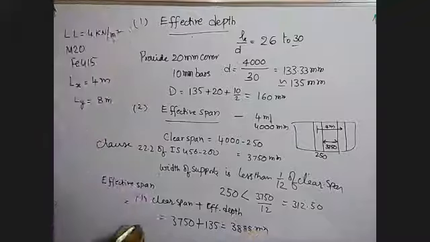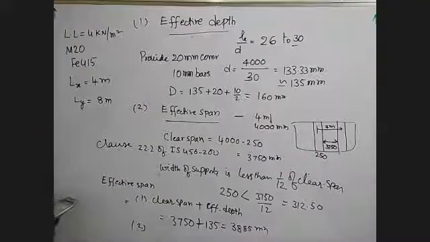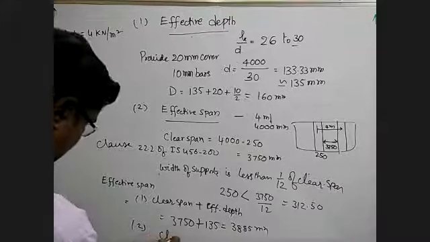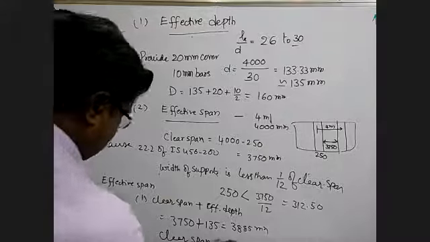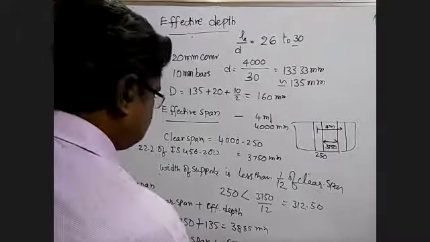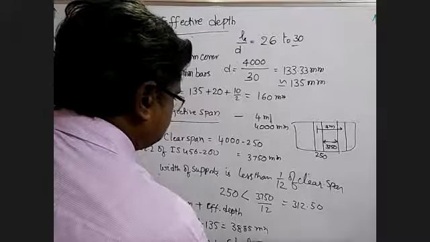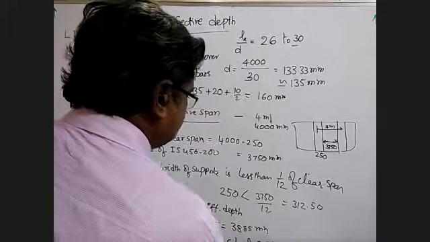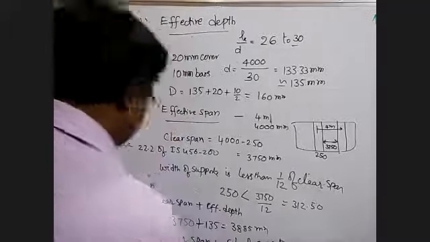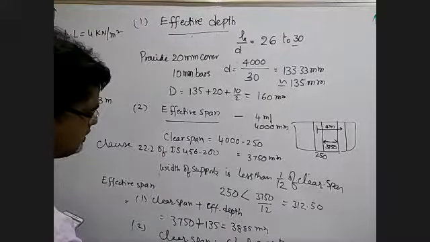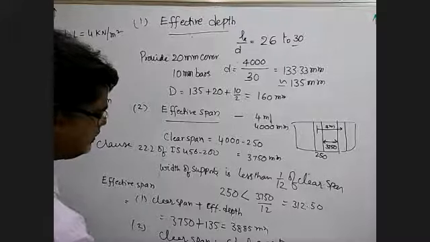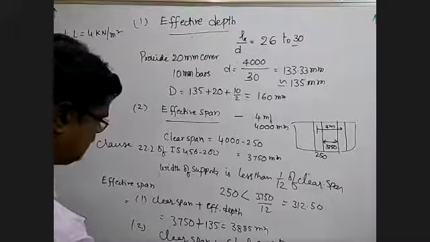Okay, you have another condition too. Clear span plus center to center of support. Then those 4 meters come. 3750 plus 250. Is it not visible below? Is it not visible?